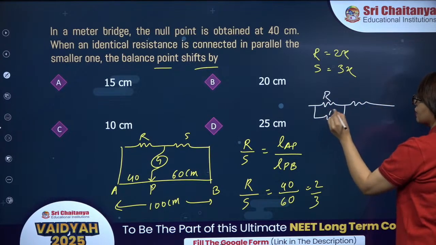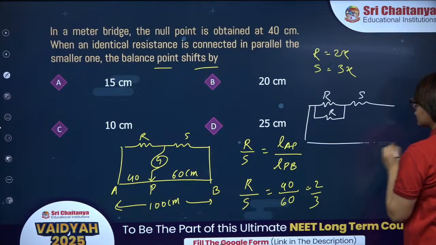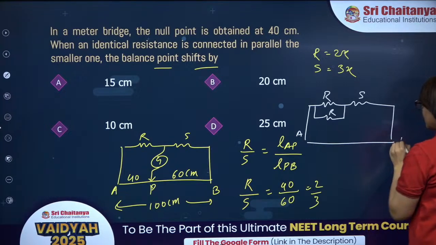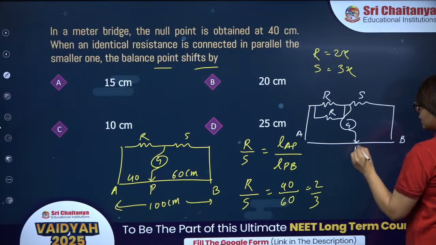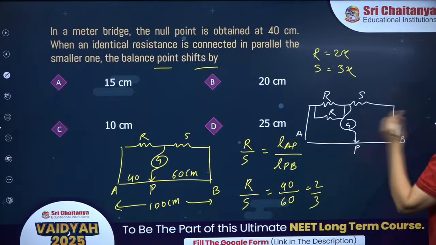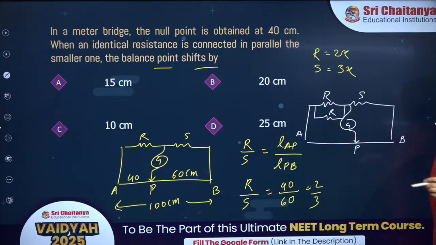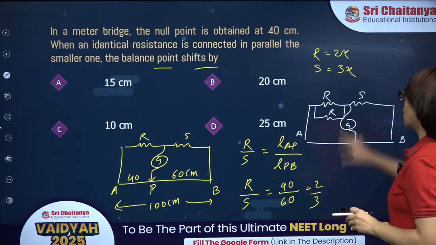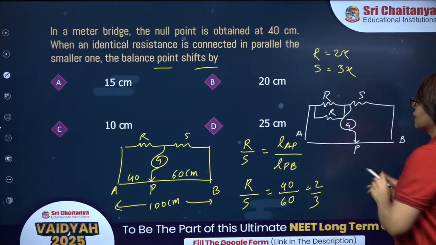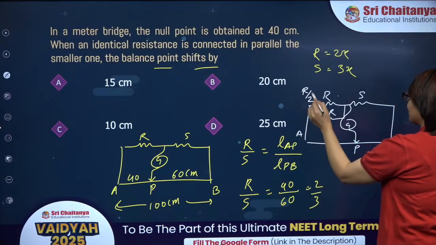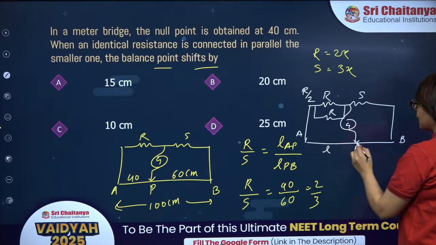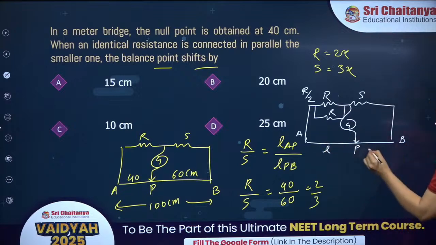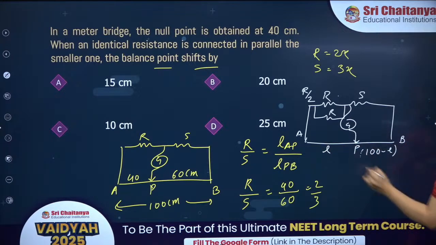R and R in parallel, this is S and this is your AB wire. So the new balancing length is, let's say, somewhere over here. This is P. Now the combination of these two in parallel will be R by 2, right? So now we have R by 2 and S, and it is balanced by, let's say, AP length L. So the remaining PB length will be 100 minus L.